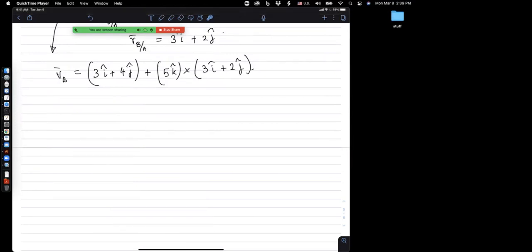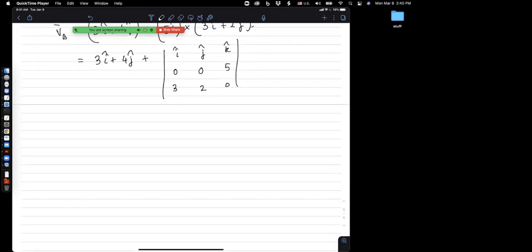Cool. But yeah, what you were describing is basically correct as well. So you can do the determinant. To do cross products, you can set up this determinant: i, j, k, and 0, 0, 5, 3, 2, 0, or something like that. And then you go i times, you do 0 times 0 minus 2 times 5. So it's just 0 minus 10, hopefully.